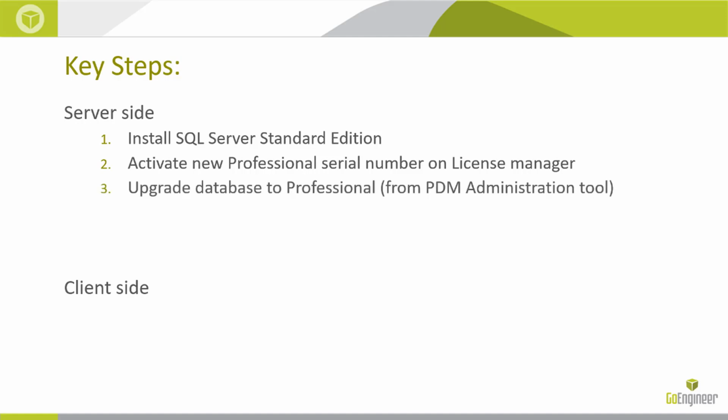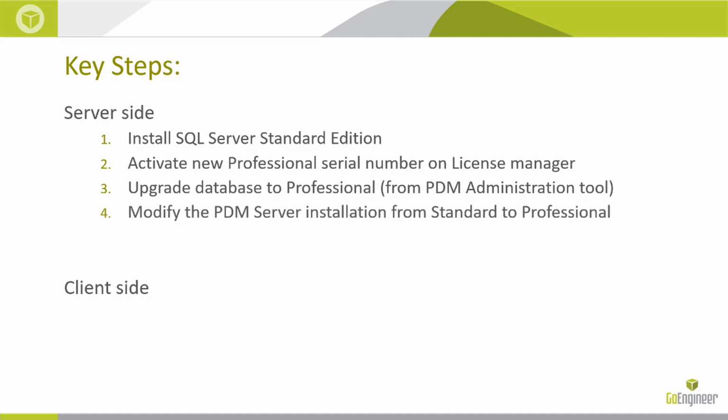The third step is the key one. This is the step that actually upgrades or transforms your PDM Standard database into a PDM Professional database. And this is done from the PDM Administration tool. The fourth step is to modify the PDM server installation from Standard to Professional. This is the process of taking the server applications and upgrading them from the Standard version to the Professional version. So this is a software upgrade.